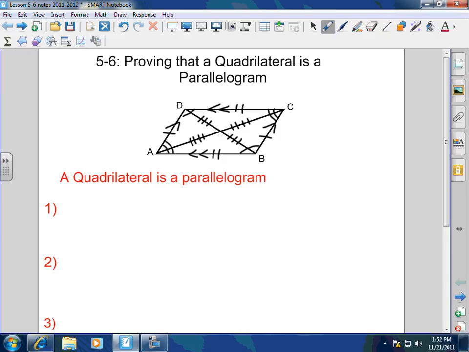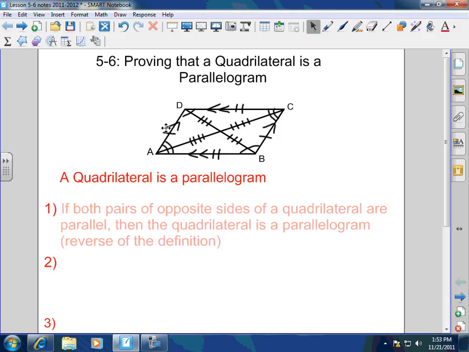So today, knowing that, this lesson should be really easy. We're going to figure out ways to prove that a quadrilateral is actually a parallelogram. Let's check it out. Number 1. If both pairs of opposite sides of a quadrilateral are parallel, then the quadrilateral is a parallelogram. And it's the reverse of the definition of a parallelogram, of course.